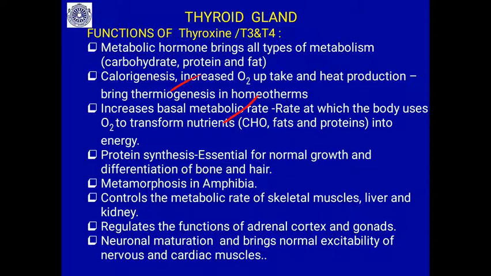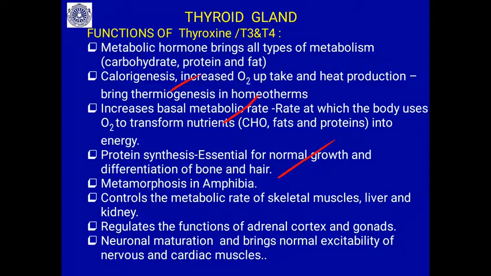So that is regulated through thyroxine. Thyroxine is not only for metabolism, it is also involved in protein synthesis. It is very essential for the normal growth of the body and differentiation of the cells, especially the differentiation of bone and the hair. So it is also important for the metamorphosis of amphibia. You have studied the role of thyroxine in the metamorphosis of amphibia in your second semester.